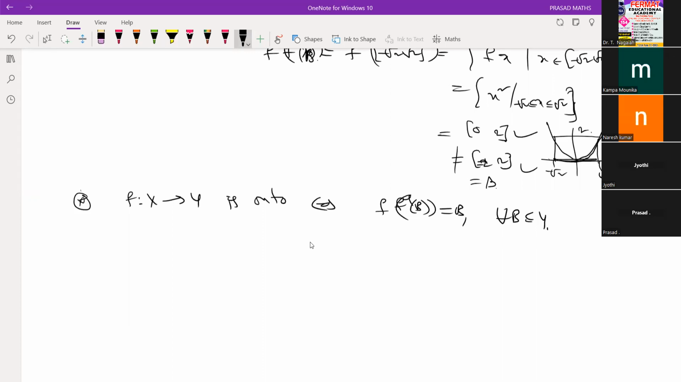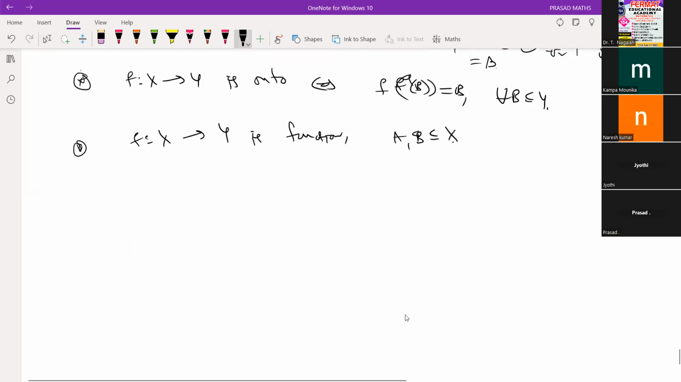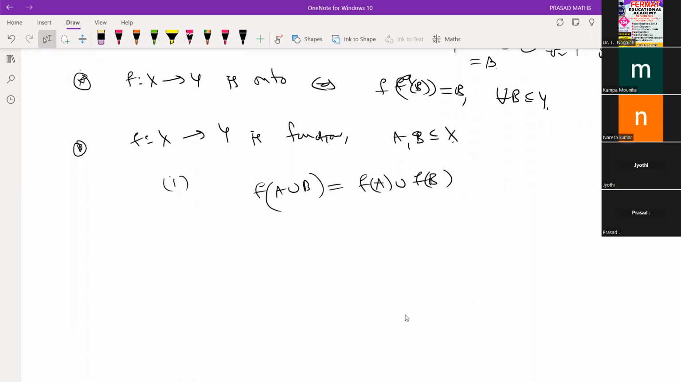Next is, f is a function from X to Y. We take any A and B which are subsets of the domain X. So first one, the image of A union B is equal to the union of the images. This is always true. The image of the intersection is contained in the intersection of the images.